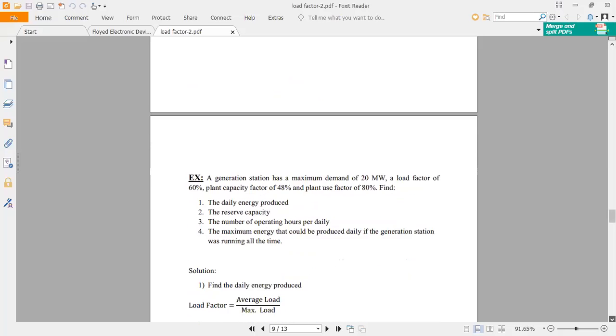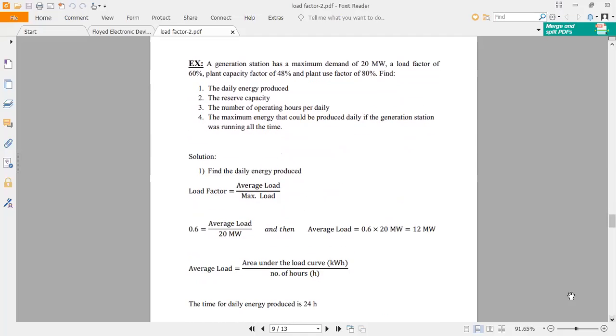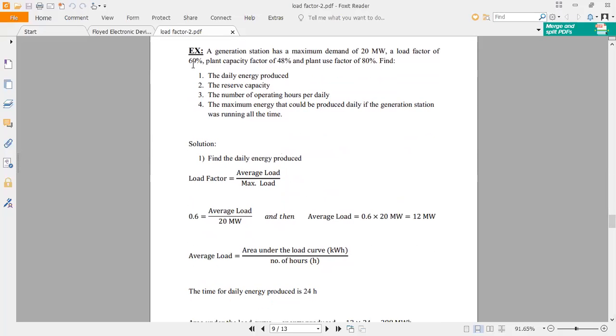This is question number 2 of assignment 2, and the previous one we already discussed is question number 1 of assignment 2. The question: a generating station has a maximum demand of 20 megawatt, a load factor of 60%, a plant capacity factor of 48%, and a plant use factor of 80%. All these things are given.